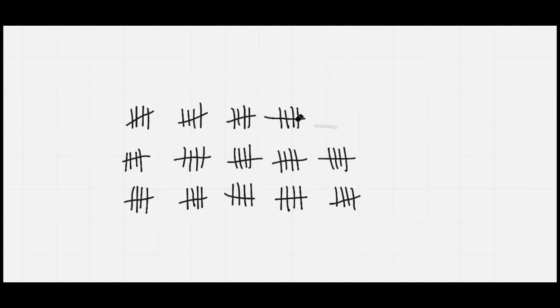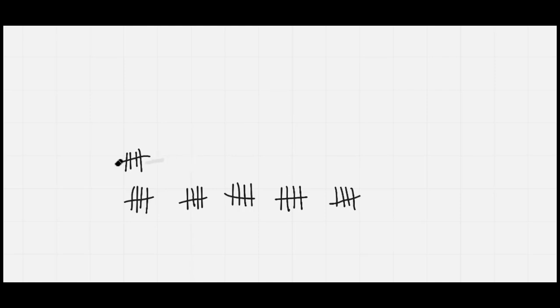The next thing I'd like you to do is to write out your numbers, counting by tens, all the way up to 100. So 10, 20, 30, okay? I'm going to give you 30 seconds to do that. On your mark, get set, go.